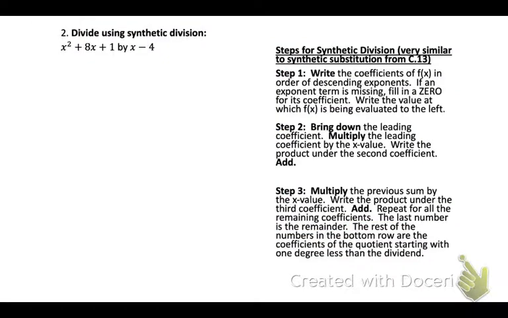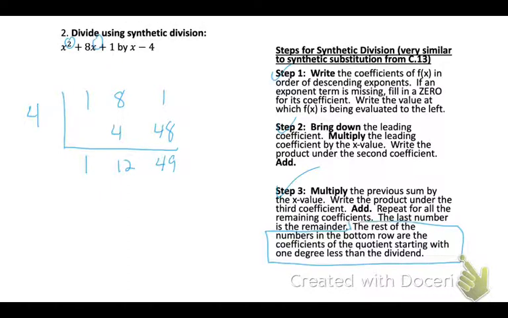So look at number 2. This says divide using synthetic division. So we're going to divide that quadratic by that linear. We're going to pull the coefficients of 1, 8, and 1, and then put our k value, which will be positive 4, out to the side. So we do our synthetic division process now, and then we're going to place our variables. So x squared divided by a single x is x, just a single x.